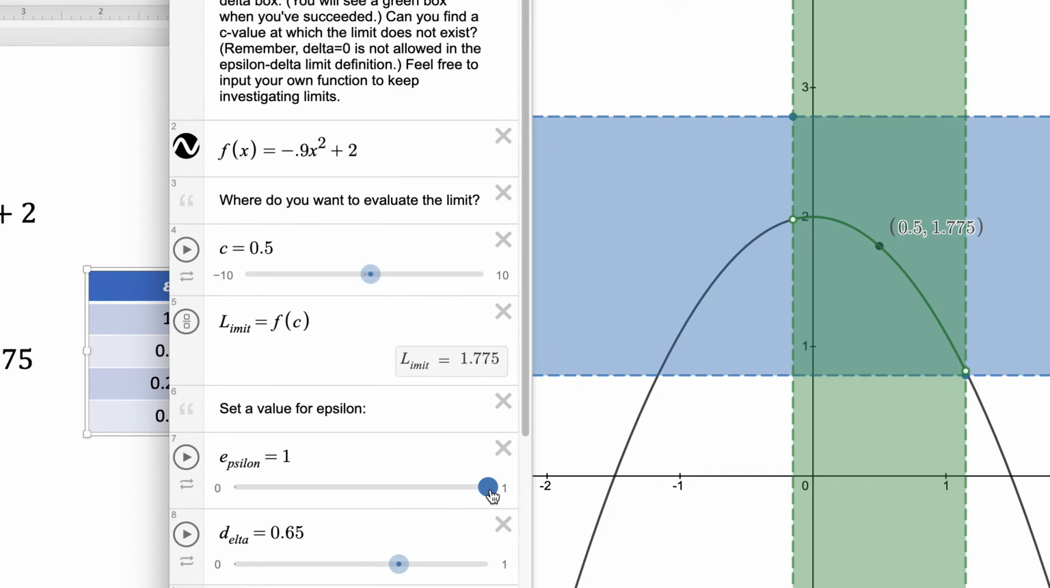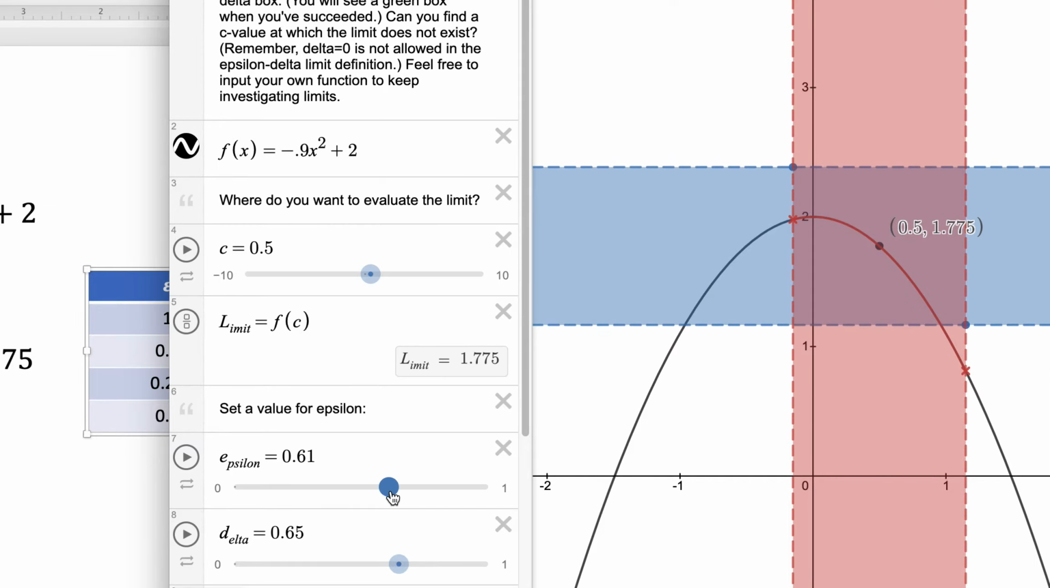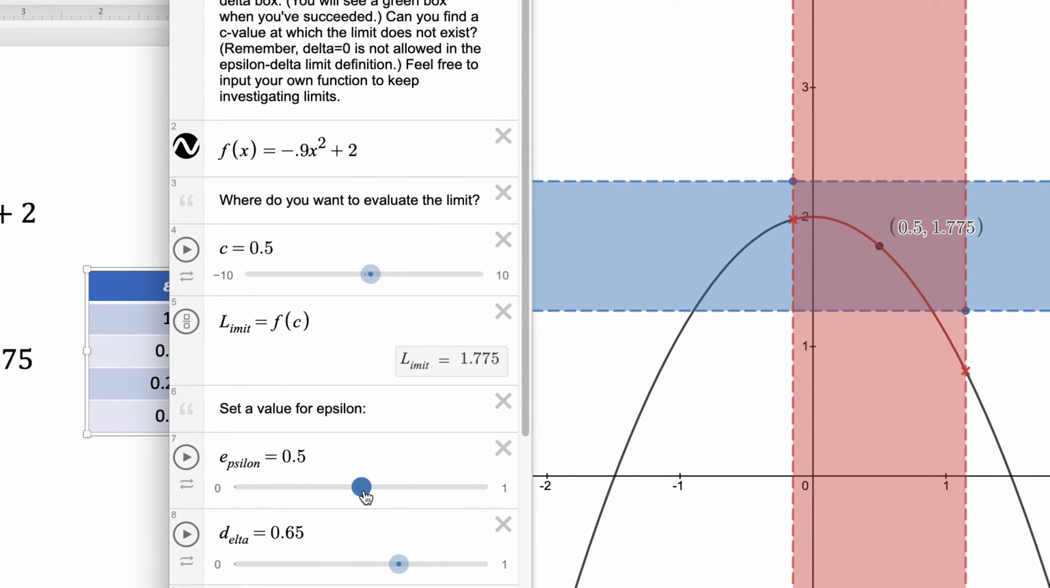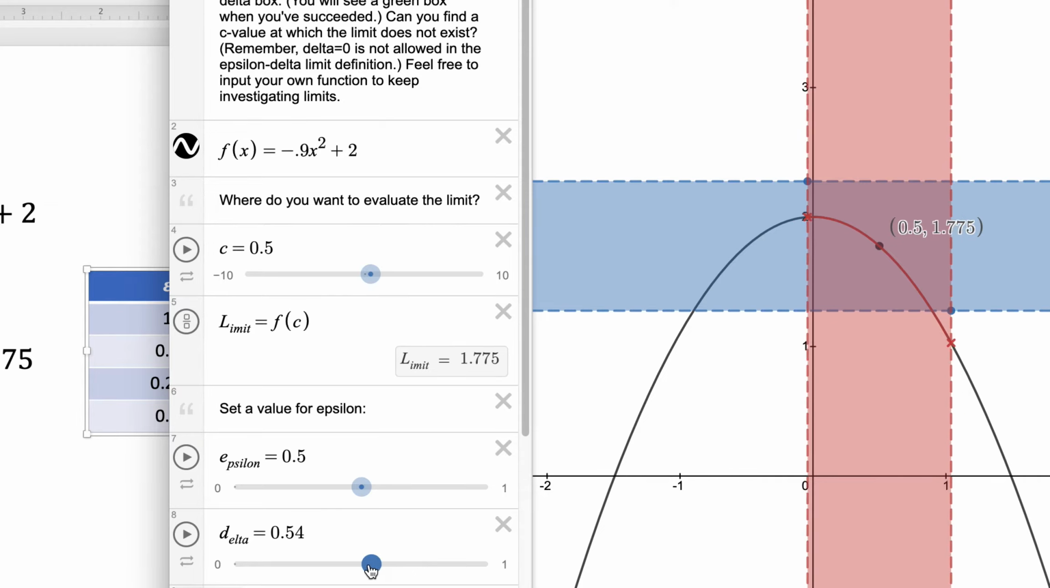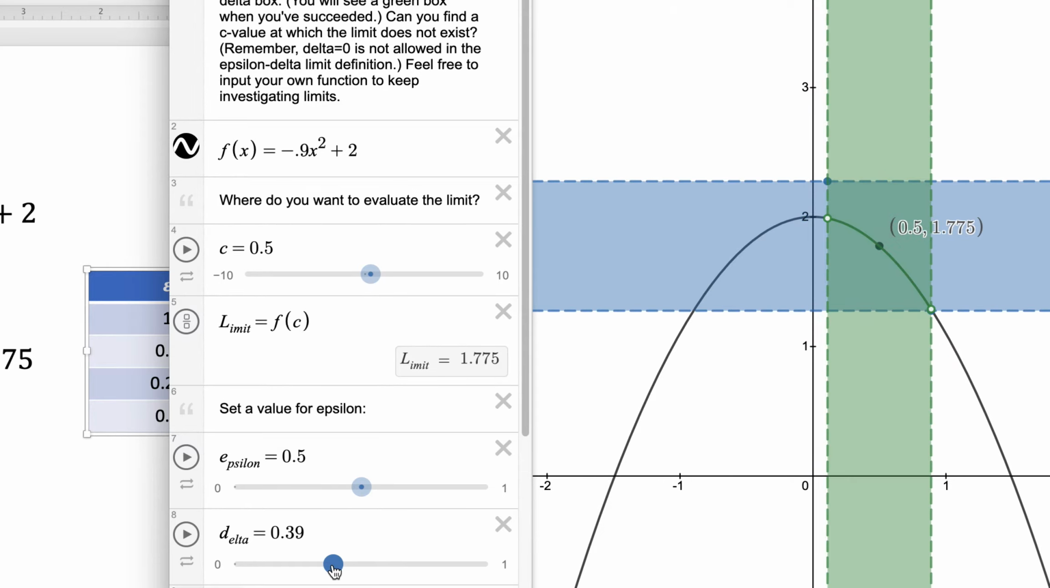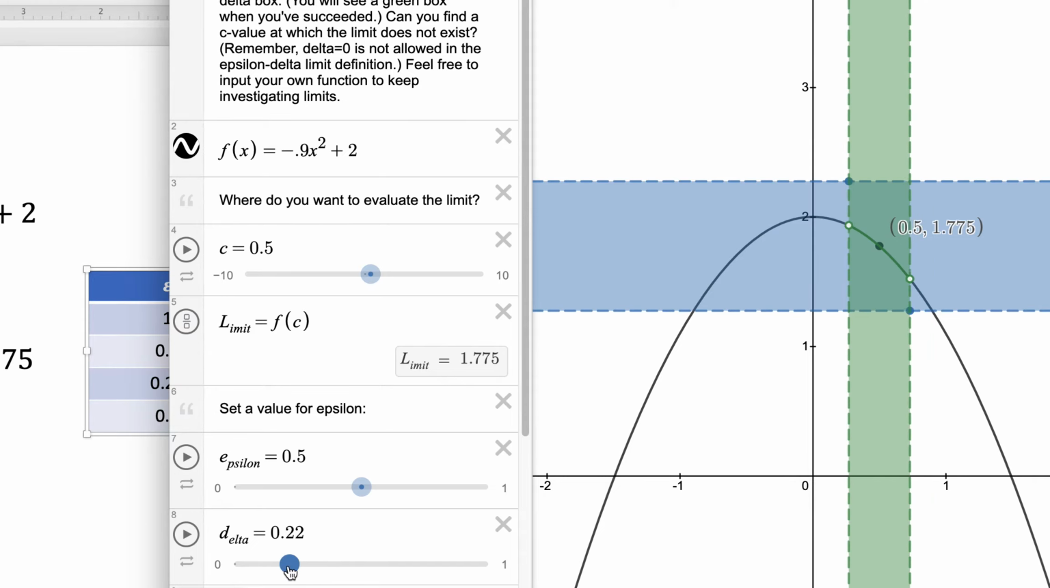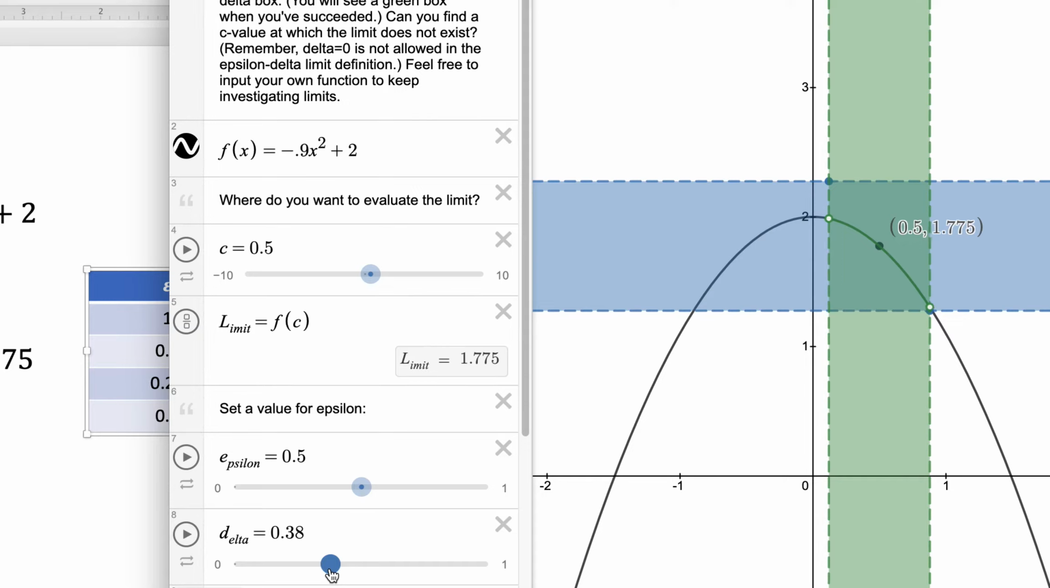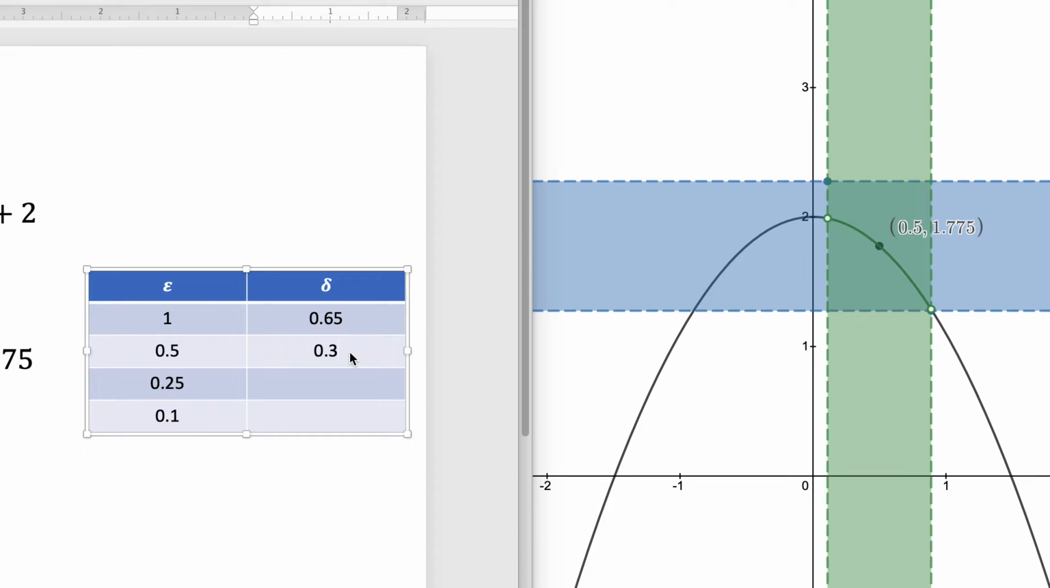Now I'm going to try a smaller epsilon, maybe 0.5. And now notice the delta doesn't work here. There are some values where the x value is within delta of the c value, but the y values are not. So I'm going to shrink this down until I get it. Okay, now they're all inside. So that was a delta of 0.39. Smaller deltas would work as well, but I'm trying to find maybe the biggest possible one that would work. So delta of 0.39.